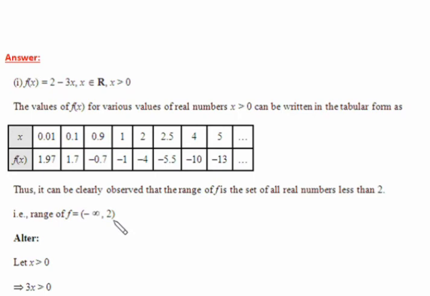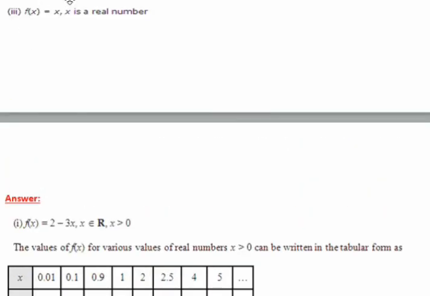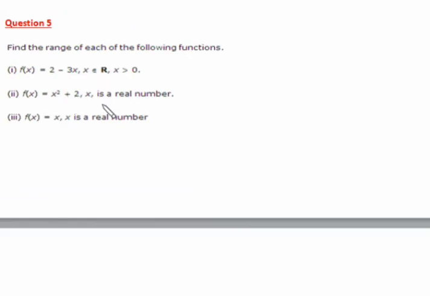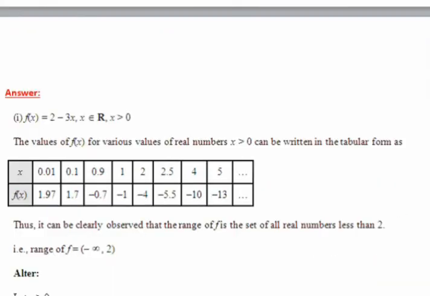Okay students, now the second question is f(x) = x square plus 2, where x is a real number. For any positive or negative real number, its output comes out positive. So its domain is the real numbers and its range is positive real numbers. For f(x) = x, at any value of x it gives the same, so in both cases the domain is a real number and the range is also a real number. In this way we discussed all the questions of this exercise.